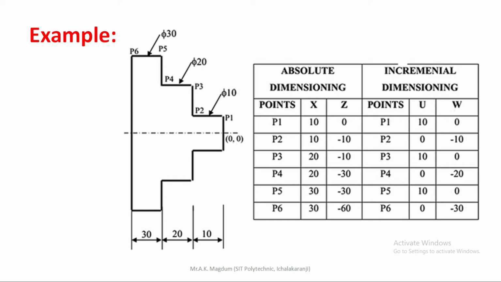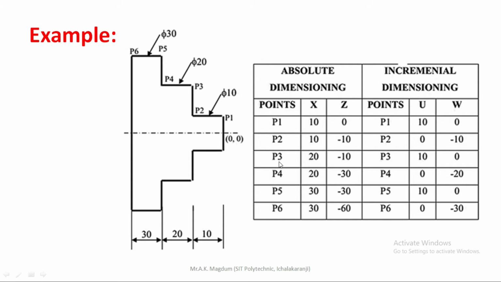So whenever the tool is at P1, the next tool position is shifted from P1 to P2, but the diameter is the same. That's why in an incremental dimensioning system, it should be considered as it is. So here there is no need to give the dimension of u in the incremental dimensioning system.